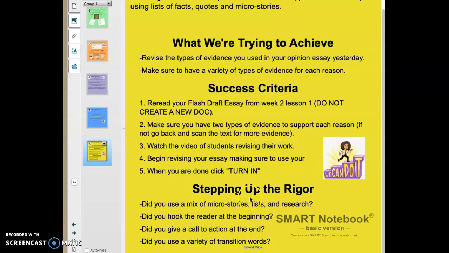Stepping up the rigor, you want to make sure that you used a mix of microstories, lists, and research. You want to make sure that you hook the reader at the beginning. And you also want to make sure to give a call to action at the end of the essay. Last but not least, did you use a variety of transition words in your essay?